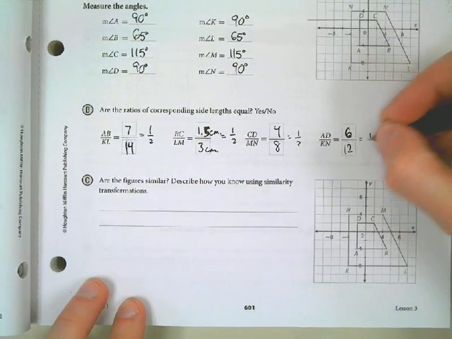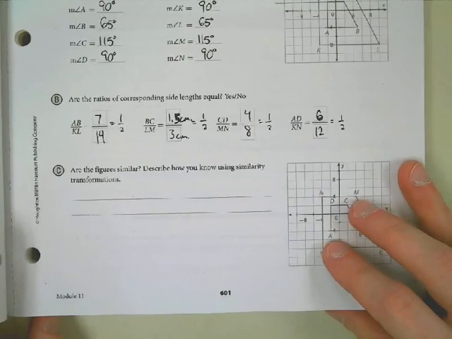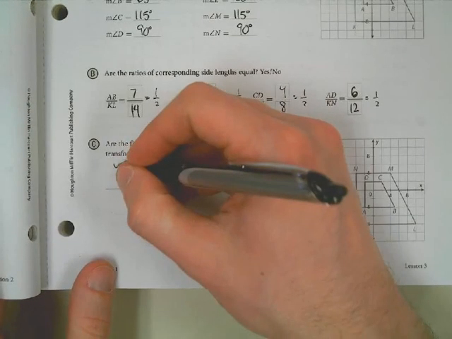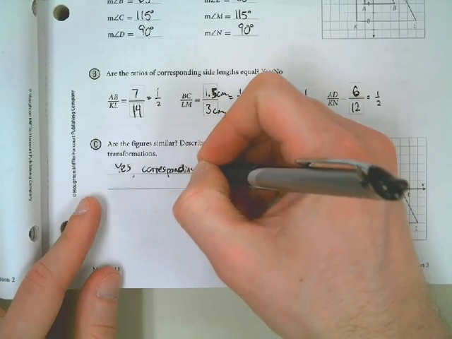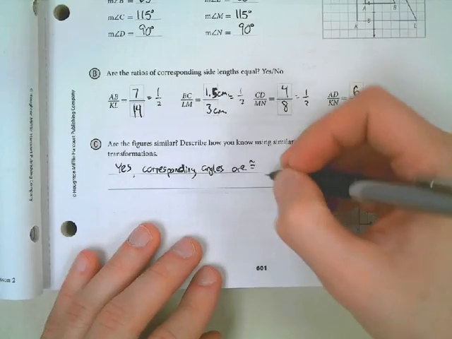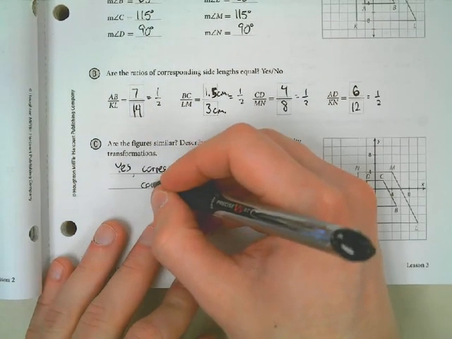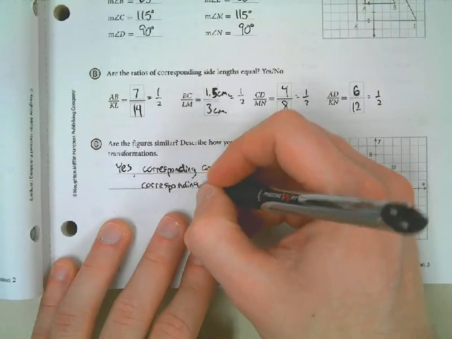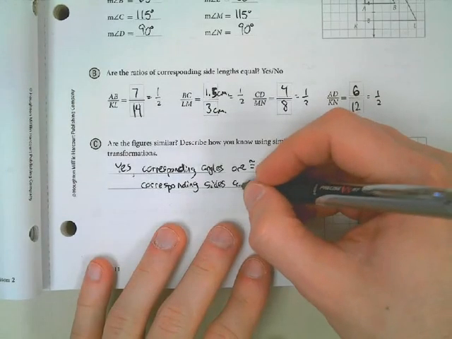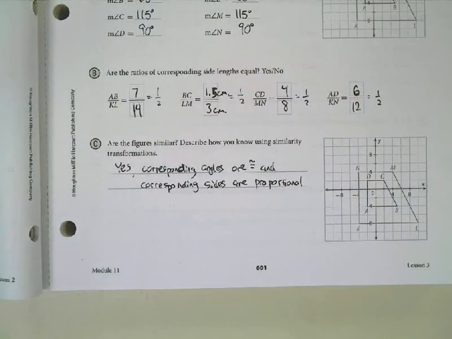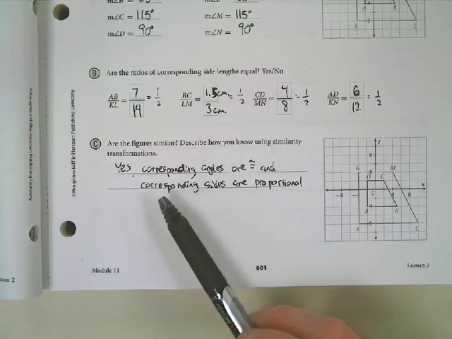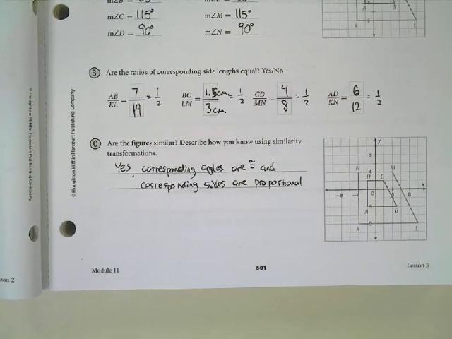And so, therefore, are the figures similar? Yes. Corresponding angles are congruent, and corresponding sides are proportional. That's the key to determine whether two shapes are similar. That's your justification. Just like we were talking about congruence, where we either did a proof or showed that the two shapes were related by a sequence of rigid transformations, to prove that two shapes are similar, right now we have to show that corresponding angles are congruent and corresponding sides are proportional. In other words, the ratios are equal. Ratios are equal. That's how you show it.